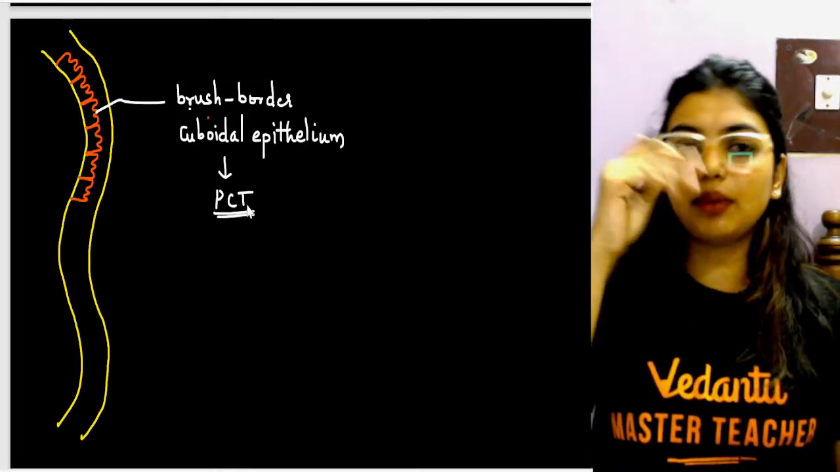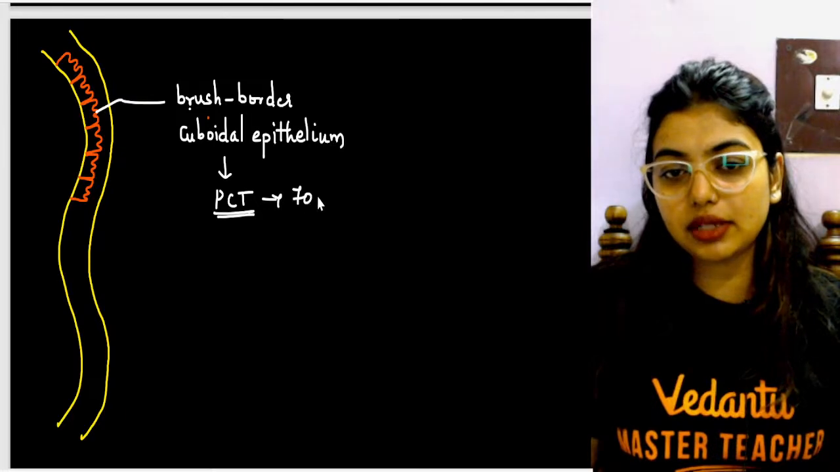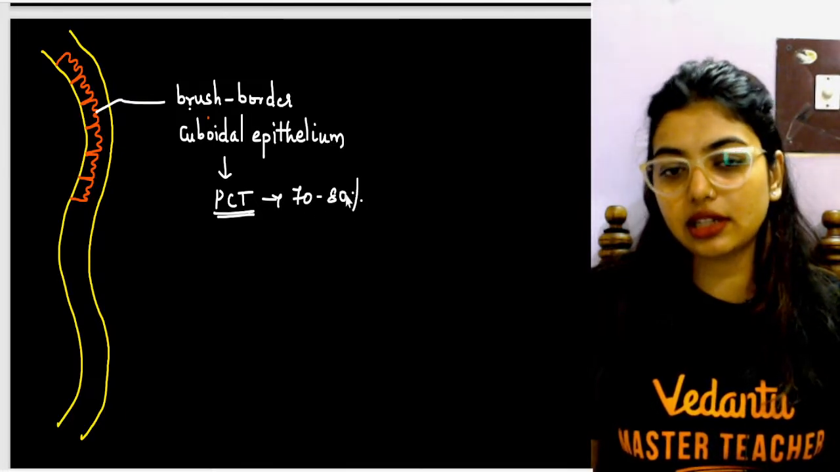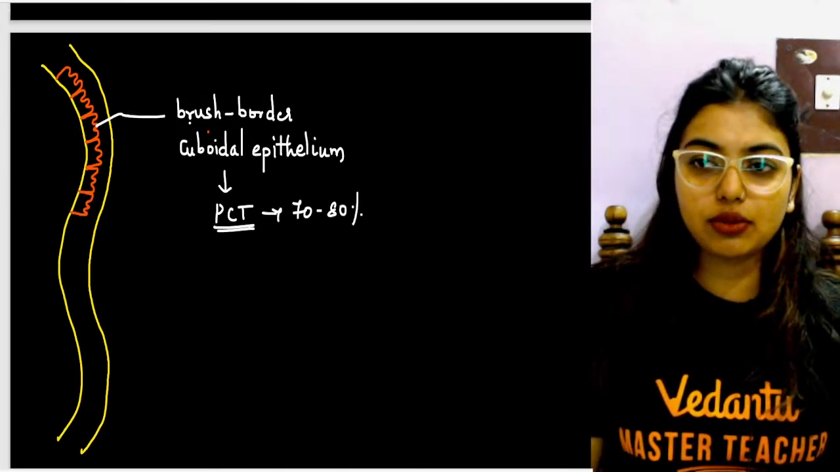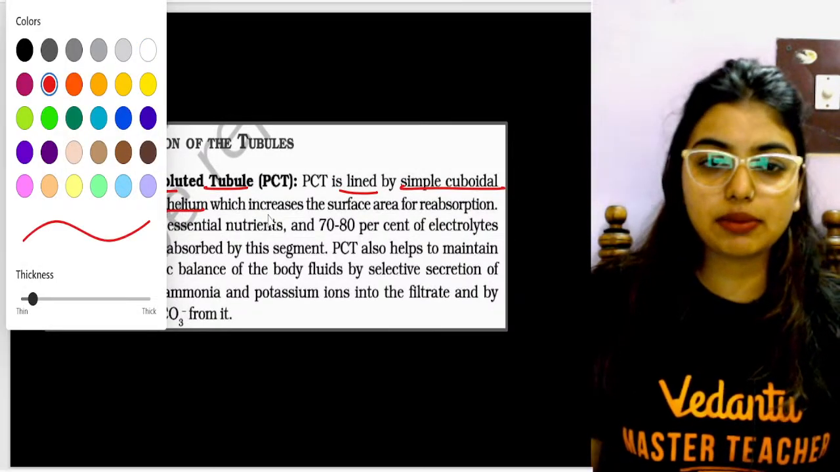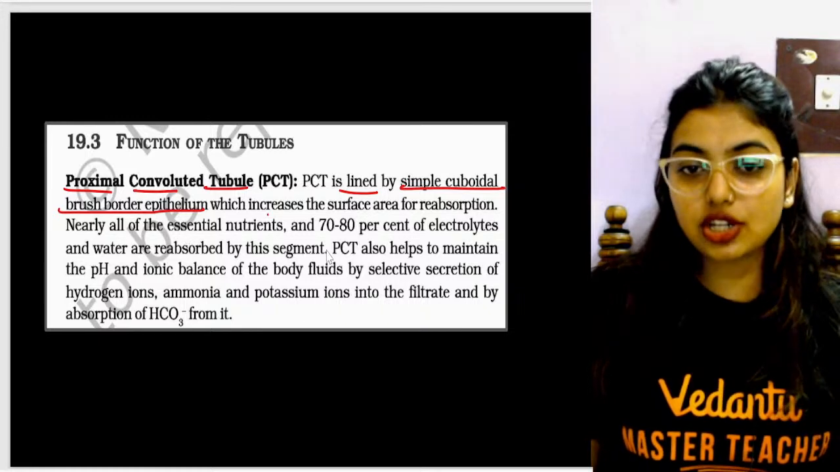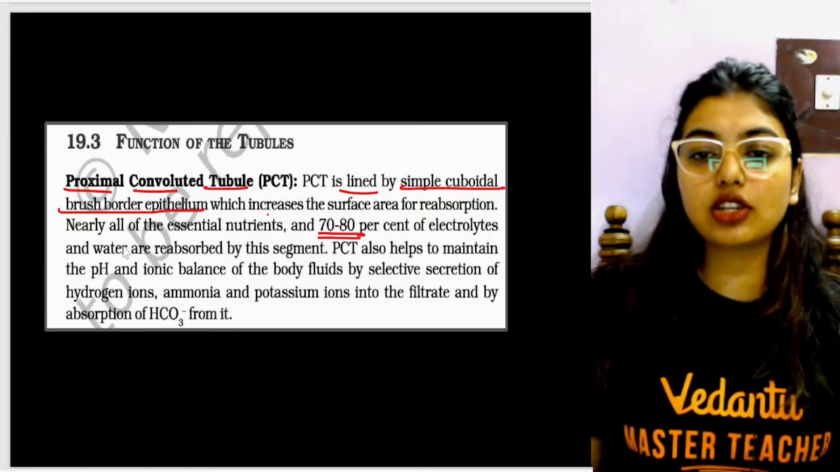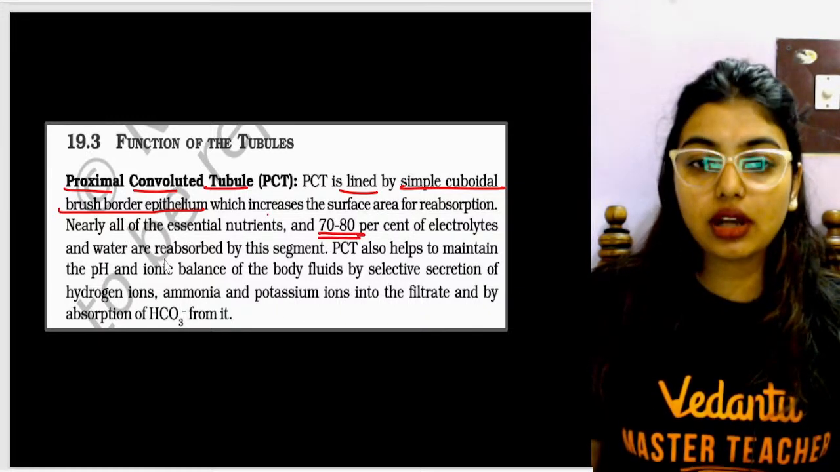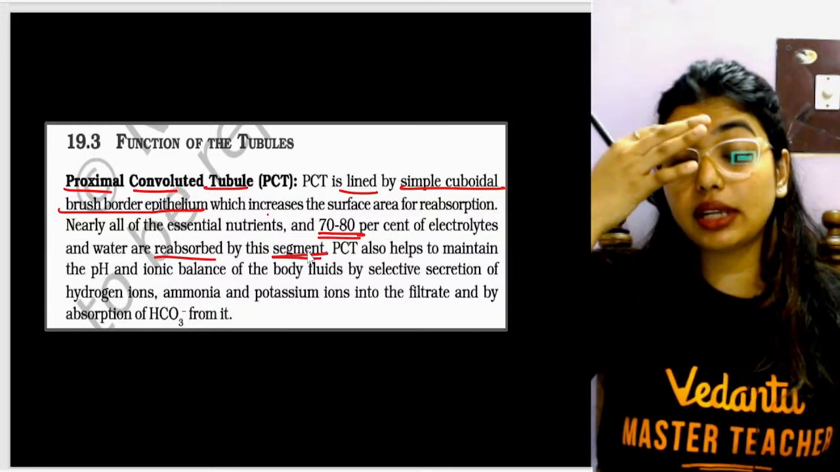Now students, PCT does maximum reabsorption. Up to 70 to 80% reabsorption is done by PCT. Very good. As I told you, nearly all essential nutrients and 70 to 80% of the electrolytes and water are reabsorbed by this segment. Understood?